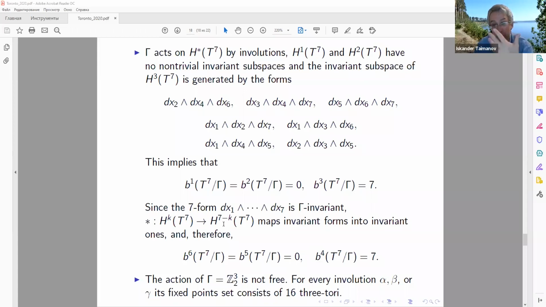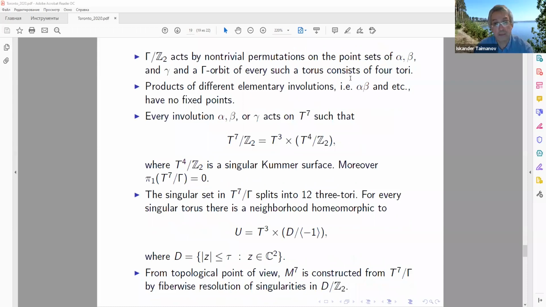And since the volume form is gamma invariant, we also have a similar statement for the sixth, fifth and fourth Betti numbers. The action is not free. Every involution, alpha, beta, gamma, is similar to the Kummer involution. It has fixed points, and they consist of 16 three-dimensional tori. The other involutions act on these point sets by non-trivial permutations. And the products of different elementary involutions have no fixed points.